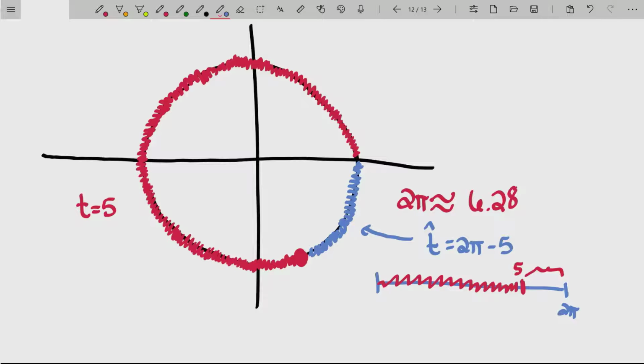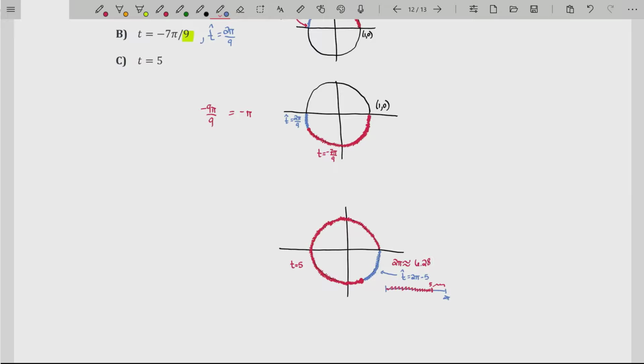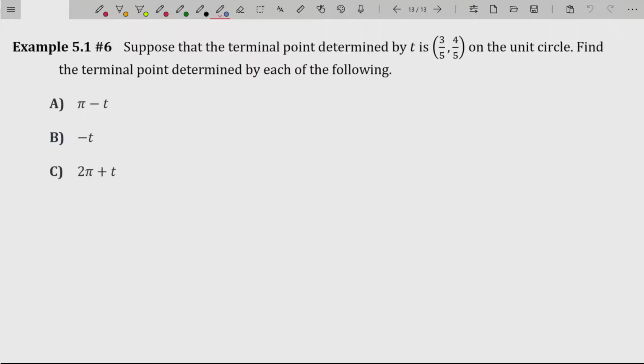It's roughly 1.28, but I would probably leave it as 2 pi minus 5. There you go. So that's how you can find the reference numbers pretty quickly. Now, there's a lot of different ways these questions can be asked, and so I decided to throw in one more question here to really showcase the flexibility of where you need to be.